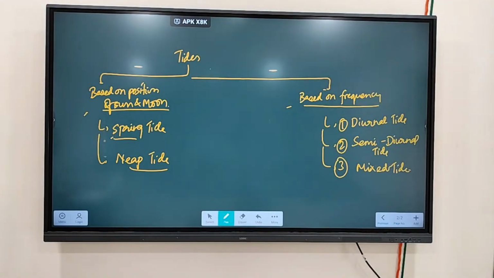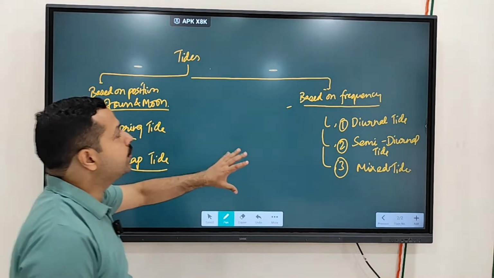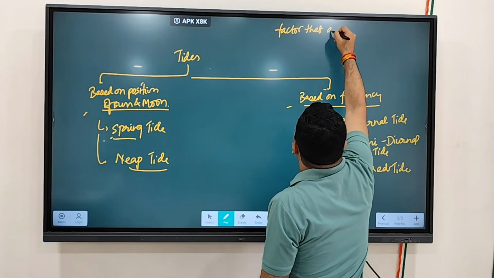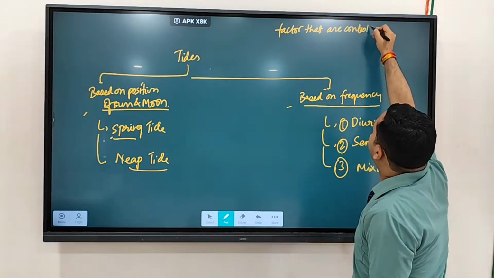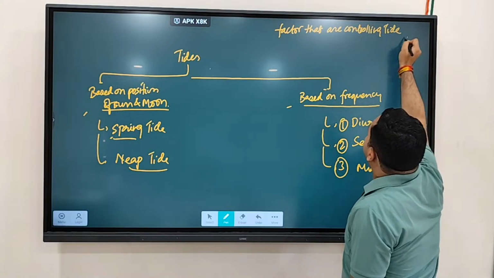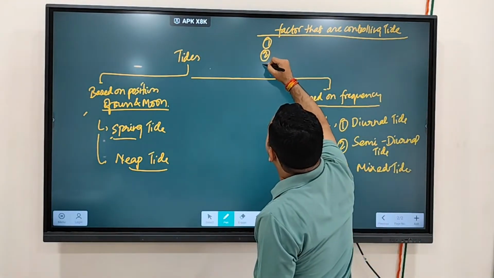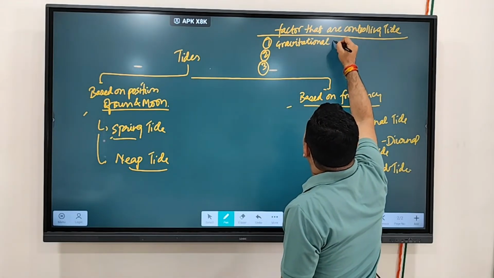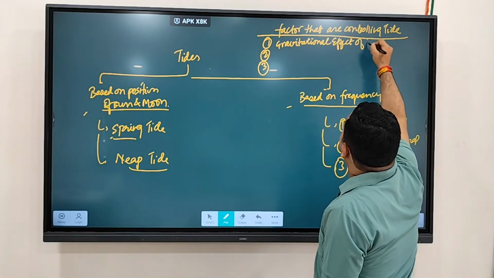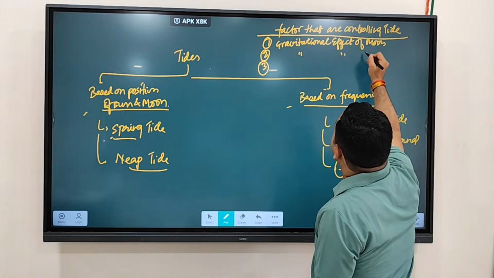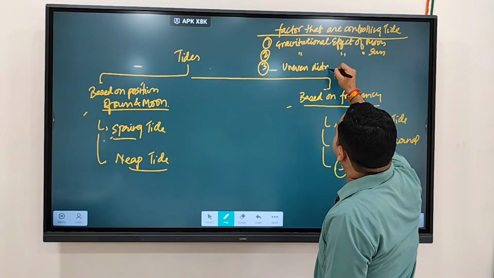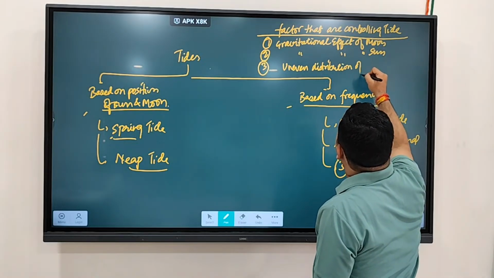So what are the factors that are controlling the tide? What are the factors why we are having these two divisions? From this you can see the factors that are controlling tides. Primarily three factors. One is the gravitational effect of moon. The second is the gravitational effect of sun. And the third is uneven distribution of water on earth.